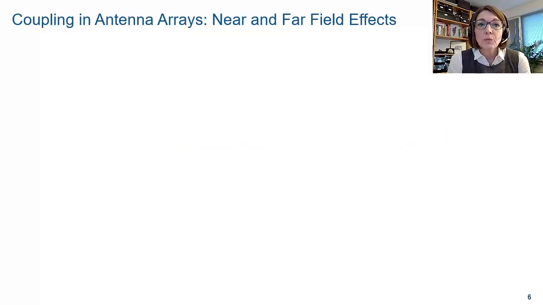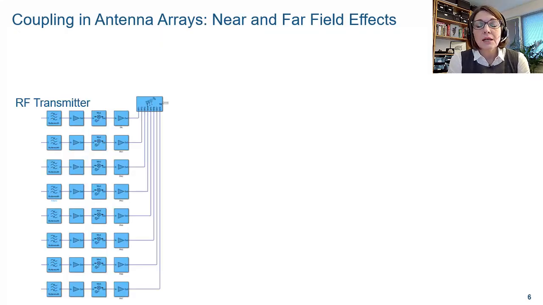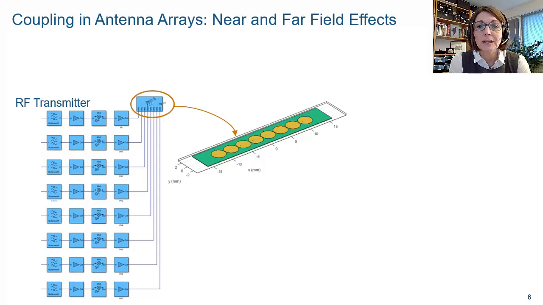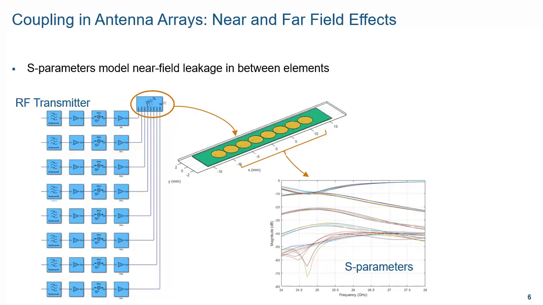Let's start with the basics. What is antenna coupling? An intuitive way to understand it is by separating its effect in the near and in the far field. Let's assume that we have a transmitter made of 8 parallel chains feeding into an antenna array made out of 8 antennas, in this case circular patches. Because the antennas are closely spaced together, they will couple. Near-field effects can be modeled through port analysis, and in particular through scattering parameters, or S parameters. S parameters represent both the impedance of the elements as well as the coupling in between the different elements.